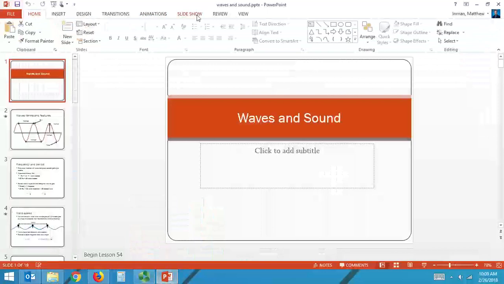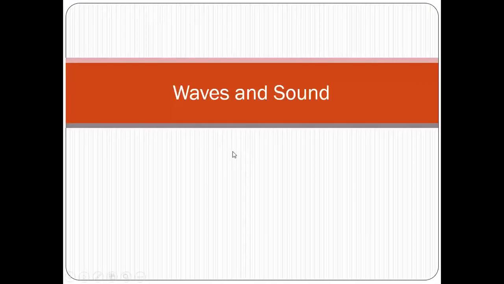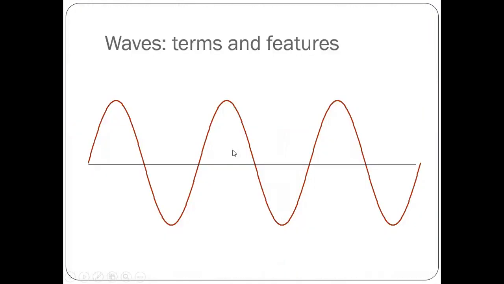All right, so in this lesson we're going to start looking at the nature of waves and sound. The first thing to point out about waves is there are some terms and features that we use to describe waves that are important to note and important to know. One of those terms is the crest, the high point of the wave, and the trough, the low point of the wave. In the case of what we call a transverse wave here, the crest is up, the trough is low.